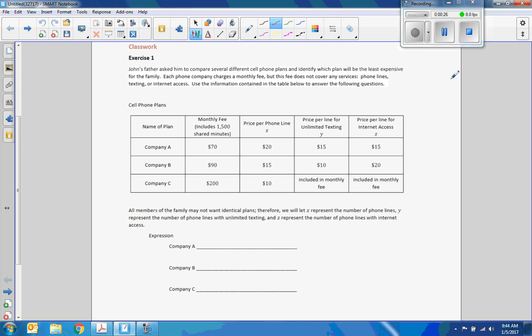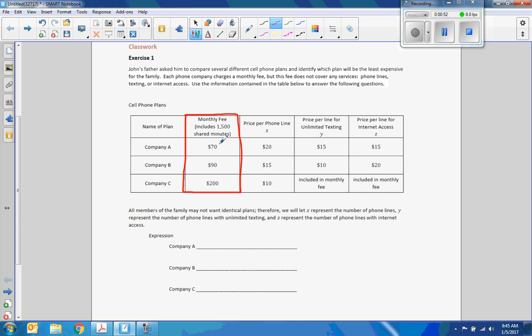Okay, so in this example here, it says, John's father asked him to compare several different cell phone plans and identify which plan would be least expensive for the family. Each phone company charges a monthly fee, but this fee does not cover any services. Okay, so this monthly fee right here is just a flat rate fee, which means regardless of what services you choose, that's going to be the minimum cost every month from each company.